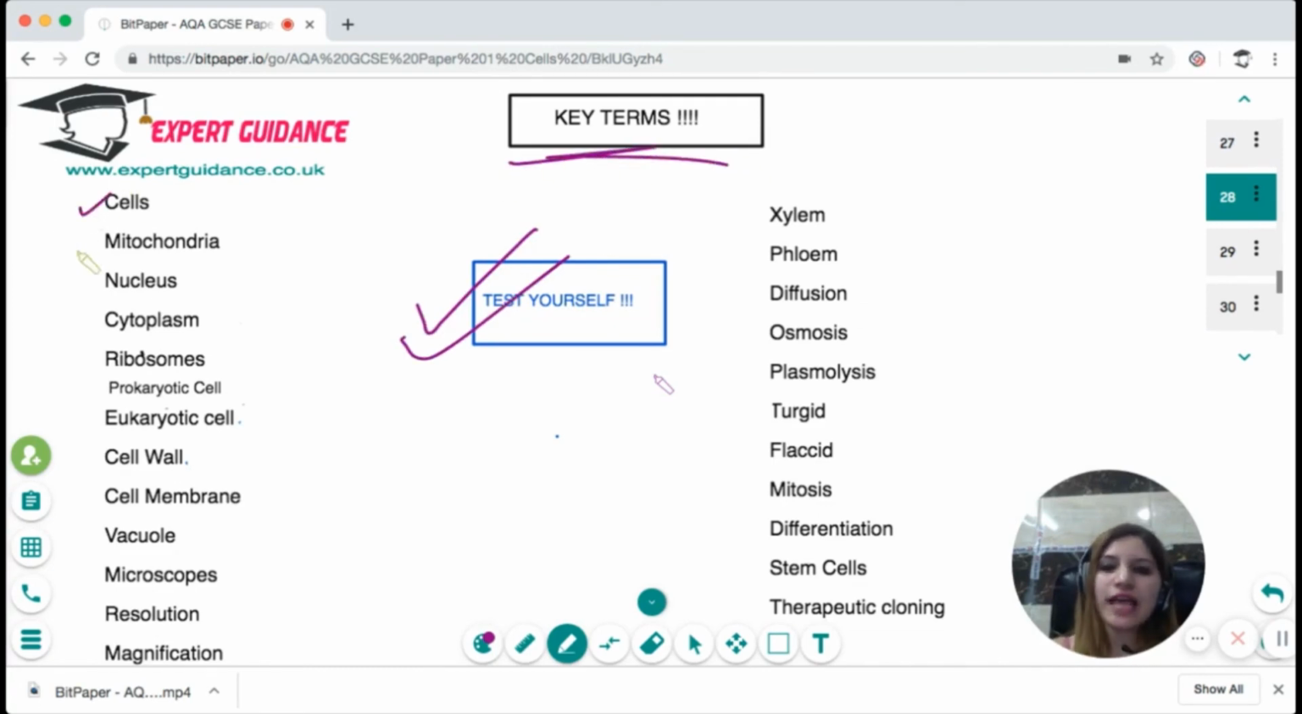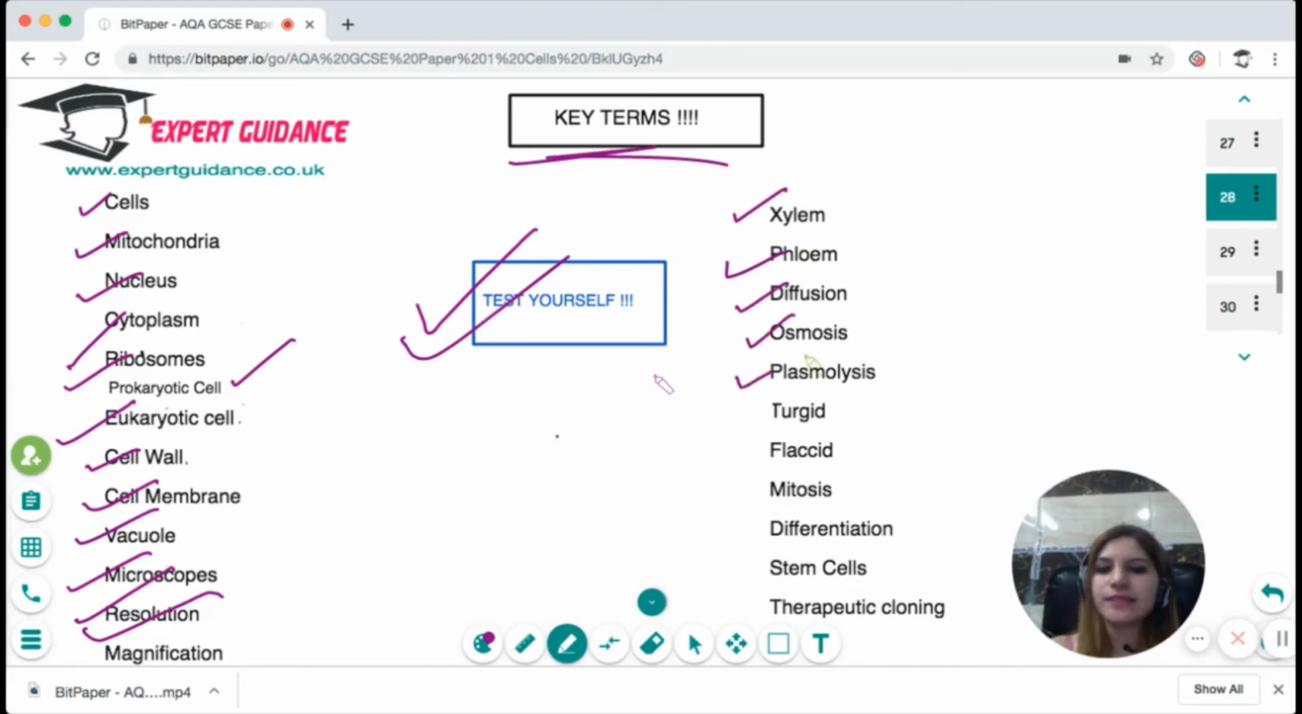So what are cells? Mitochondria, nucleus, cytoplasm, ribosome, prokaryotic, eukaryotic cell, cell wall, cell membrane, vacuole, microscopes, resolution, magnification, xylem, phloem, diffusion, osmosis, plasmolysis, turgid, flaccid, mitosis, differentiation, stem cell, therapeutic cloning.